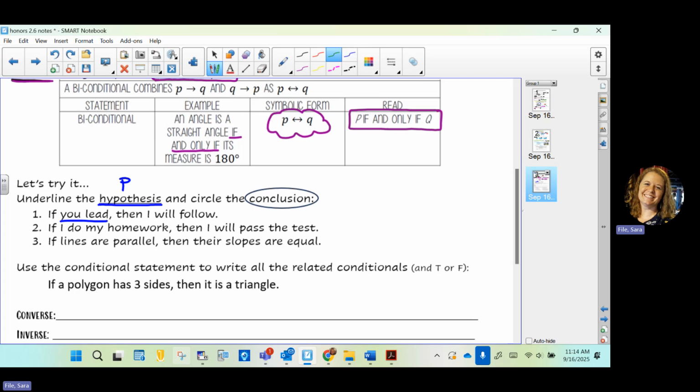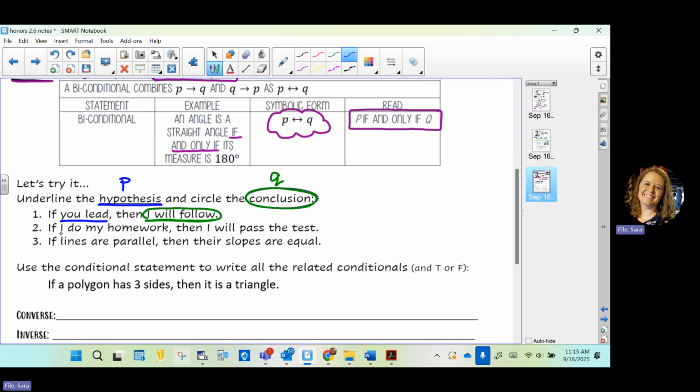The conclusion comes after the then. It's your Q. So what comes after then in that statement? I will follow. So you lead is P, I will follow is Q. That's my hypothesis and my conclusion. I should have circled that, not underlined. Not bad. What is the hypothesis in number 2?